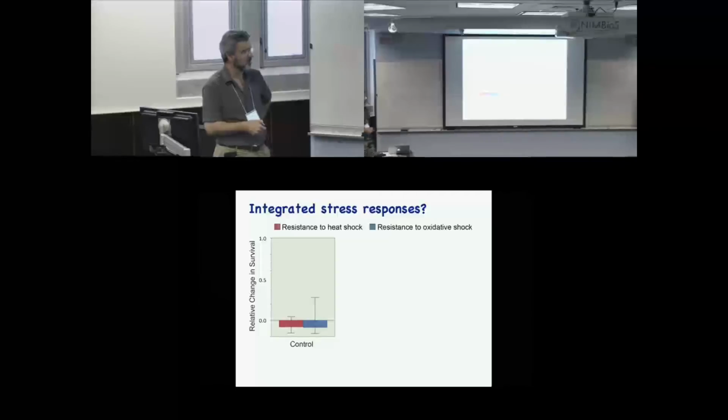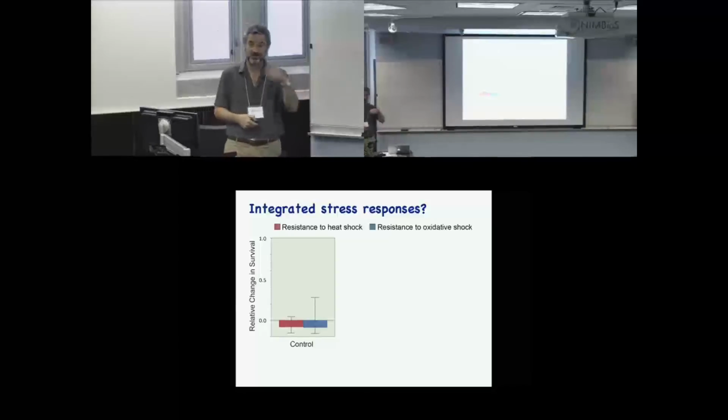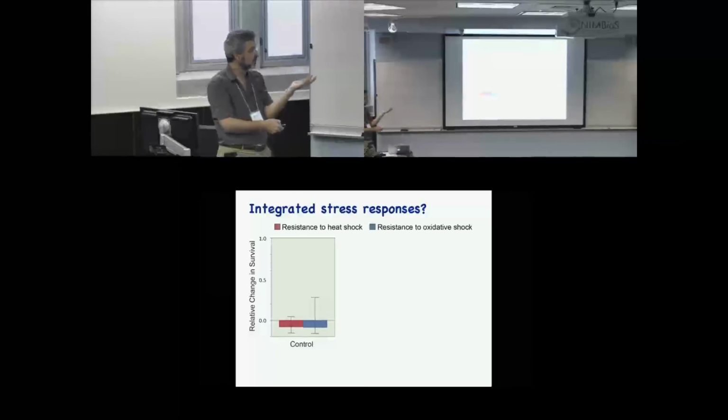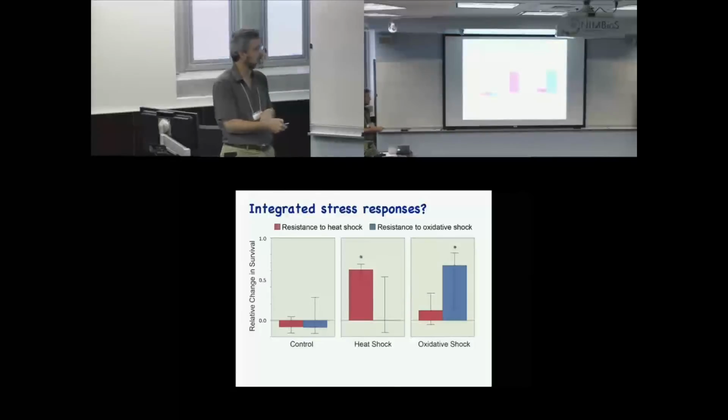And so what we find, this is everything relative to the ancestor. One advantage of worms is that we can freeze them, so we have a fossil record that we can bring out of the freezer and compare at the same time. So this is the response relative to the ancestor. And what we find is that in the controls where we're not selecting them at all, they don't change over time, so that's good. And then we select them either to oxidative stress or to heat stress and then test them across both environments.